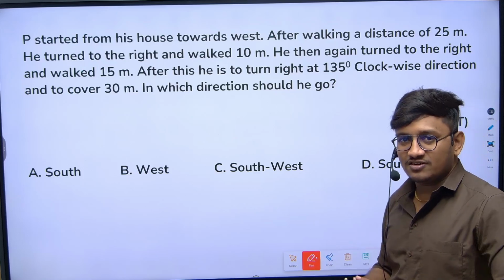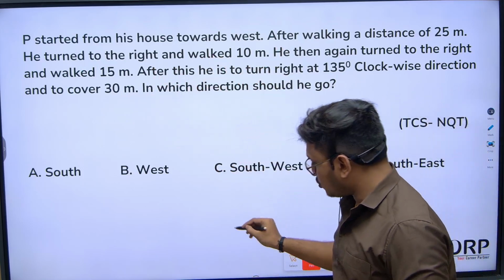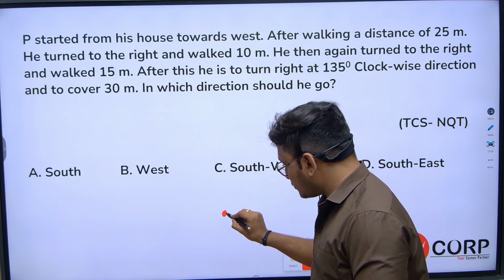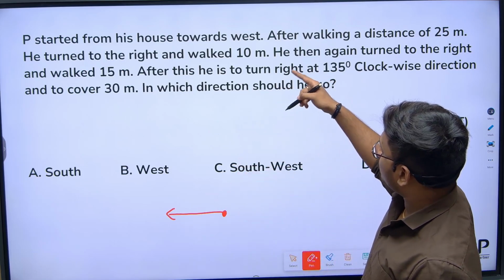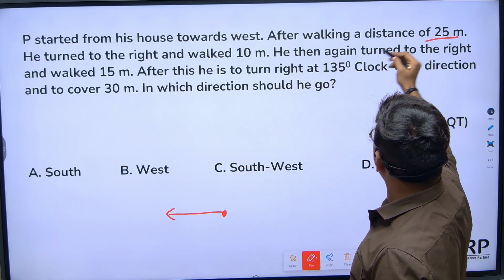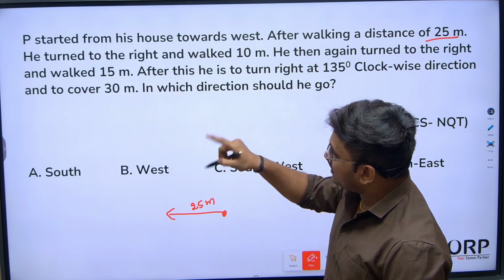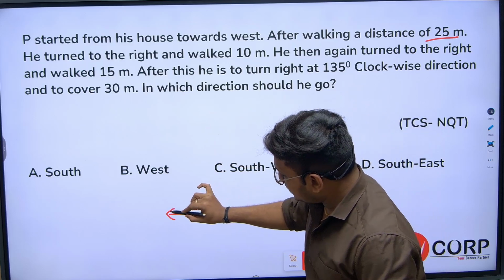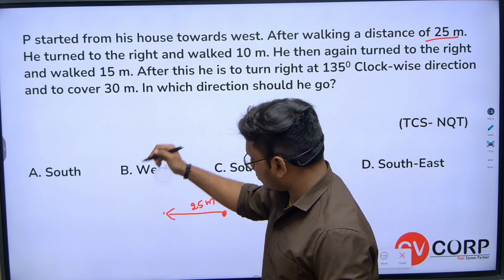Here they have given so many turnings, so many conditions. P started from his house towards west. So can I consider this as the house, and he starts towards west? After walking a distance of 25 meters, he turned to the right. He turned to the right means, walking towards west, turning right means going towards north.